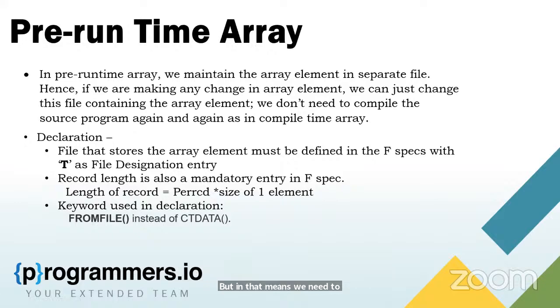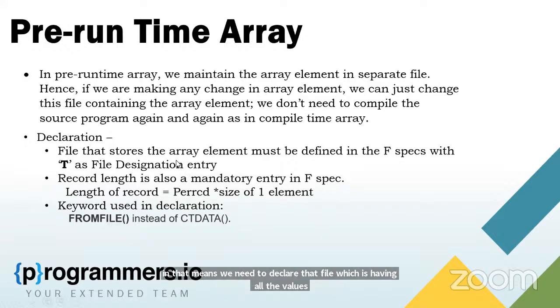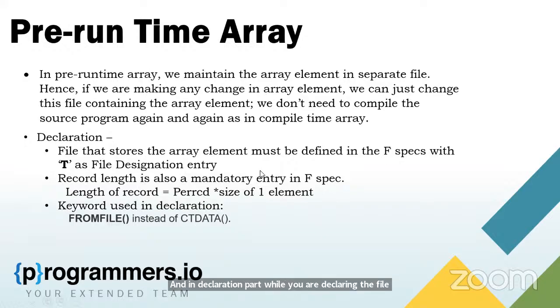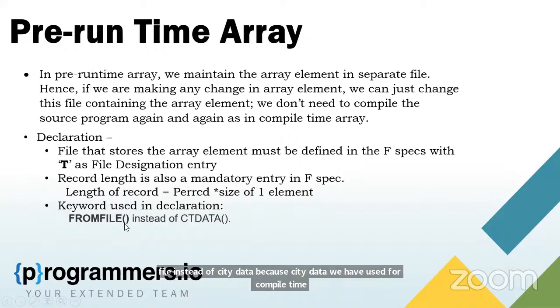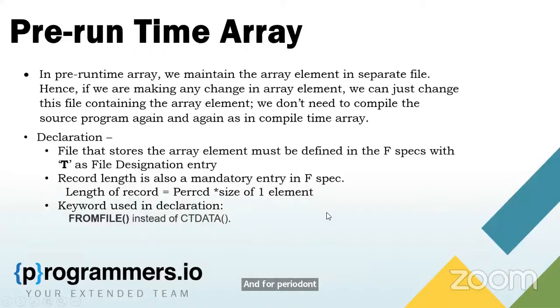In the declaration part, while you are declaring the file, you need to make sure you use T in the file designation entry, and you write the record length. The record length will be the number of elements per record multiplied by the size of one array element. The third keyword we use will be FROMFILE instead of CTDATA, because CTDATA is used for compile time, and for pre-runtime we use FROMFILE and the file name. So let's see the sample program.